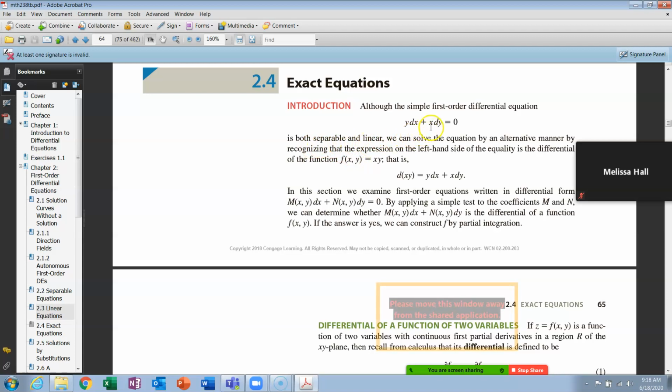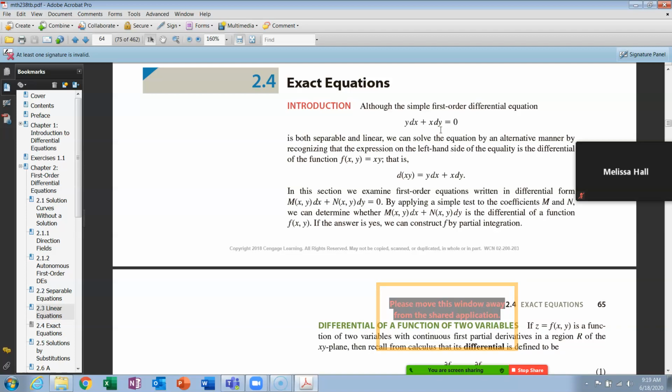To get linear form, you'd have to get dy/dx, so divide both sides by dx in a sense, and you would have x dy/dx plus y is equal to 0. Divide by x. There, sure enough, it's a linear form. So it's a separable form. It's also a linear form.